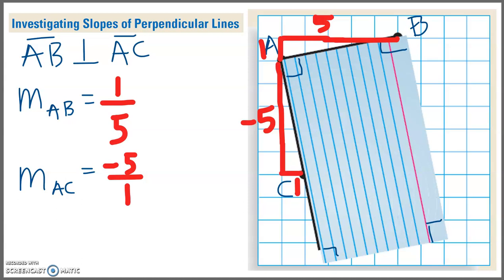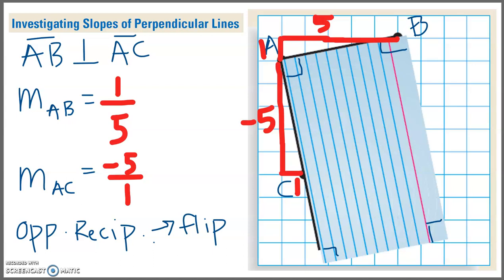Let's take a look at these two numbers. What relationship occurs? Do you see how these are opposite reciprocals? So I'm going to write that word down and then explain it. Opposite reciprocals. They are both flipped and the sign has changed. So you flip the fraction and you change the sign. So the slopes of perpendicular lines are always going to be opposite reciprocals.